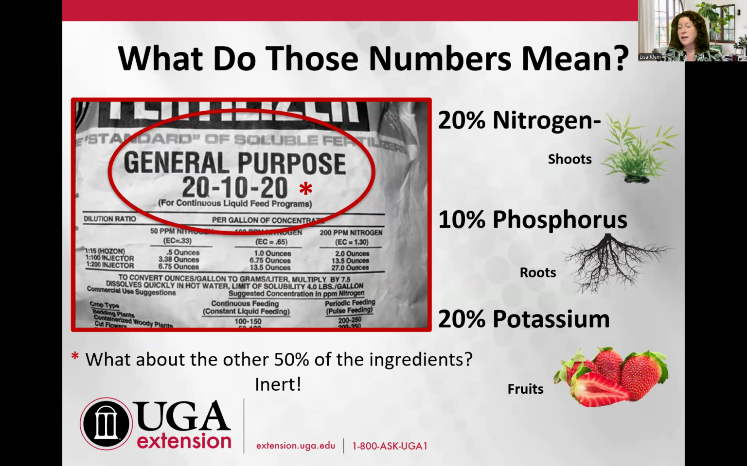So if you have a nut tree, strawberries, or blueberries, they're probably heavy potassium feeders. So get your soil tested because they probably need additional potassium. And then, just as an aside, the other 50% are just inert ingredients, just carriers.